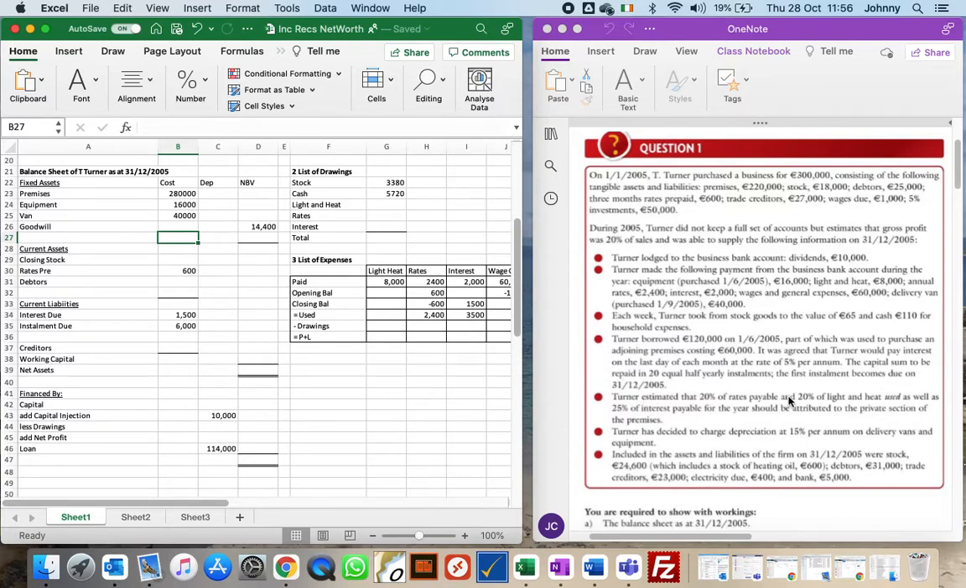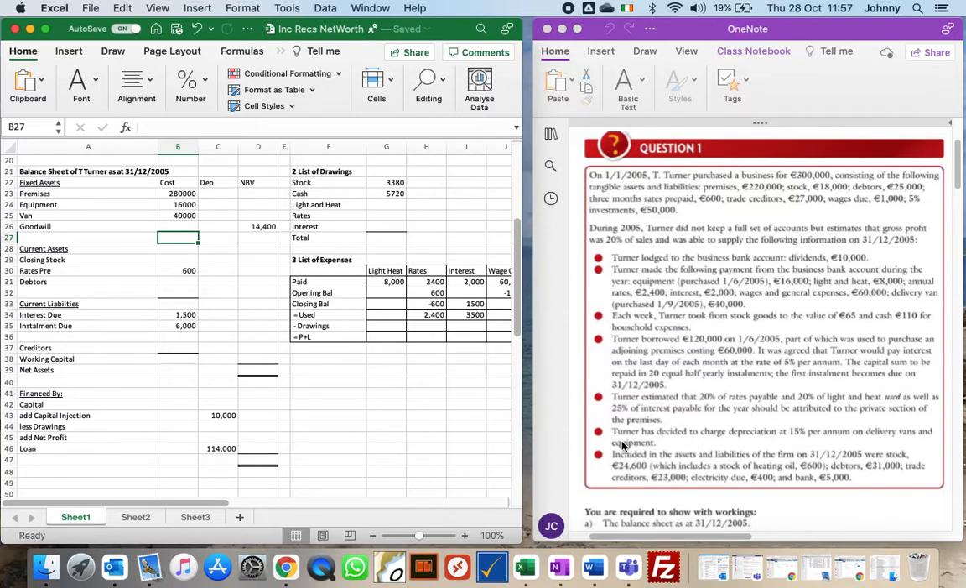20% of rates payable, light and heat used, and interest payable should be attributed to the private section of the business. Now, if you remember the last time we were doing the question, we deal with the drawings, the amount used and paid, after we've dealt with the very last adjustment here, which are items that could include expenses that are prepaid or due. So we'll deal with that in a second, and we'll come back to the drawings after. That's the last thing we'll do.